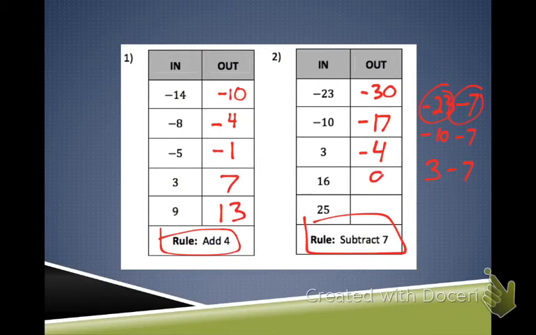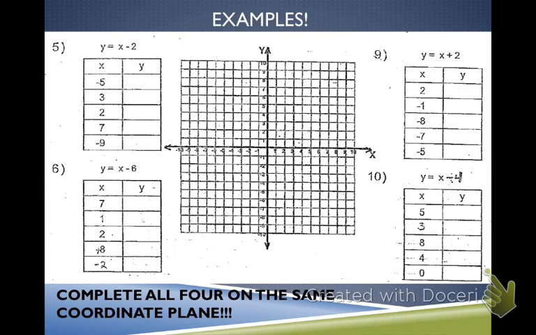16 minus 7 would be 9, and 25 minus 7 would be 18. And those are your two function tables. Okay? Now, we're going to use those to also graph. Like we said, a linear function graphs on a coordinate plane. So we're going to do these 4 as examples.